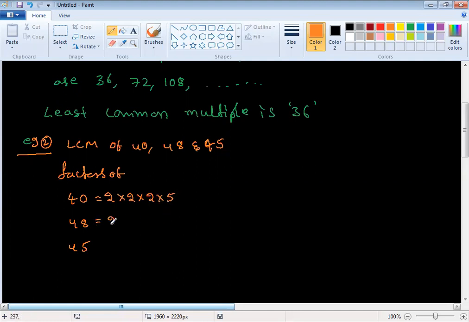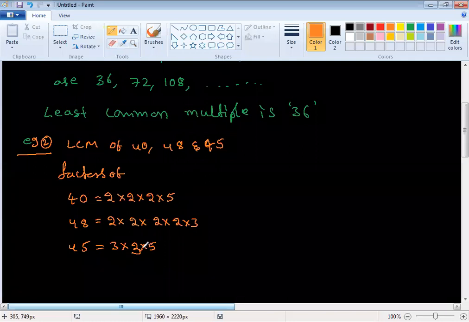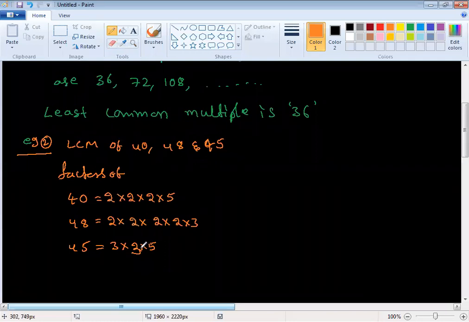And 48: 2 into 24, again 2 into 12, again 2 into 6, again 2 into 3. Again, this is what 2, this is not possible. With 3 we have to start. 3 into 15, again 15 means 3 into 5. These are the prime factors for each given number. How we can find the least common multiple? We are writing here factors, but we are going to find multiple, common multiple, least common multiple. How we can find? Yeah, see here.